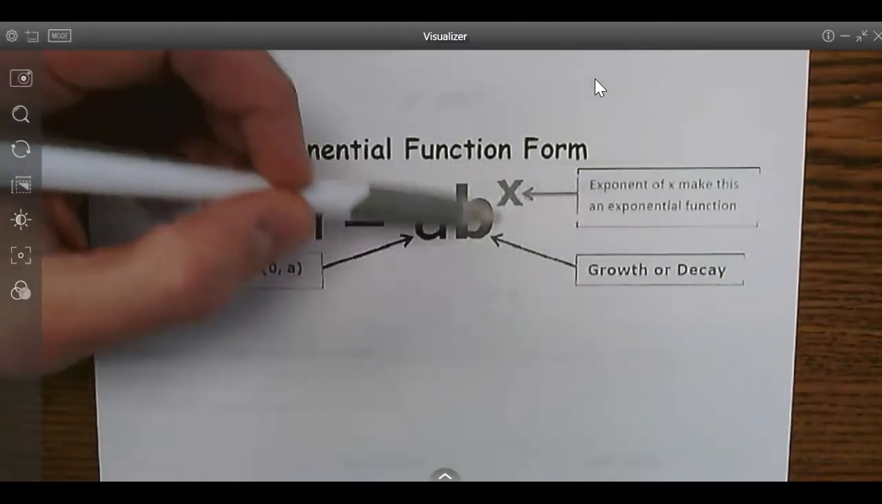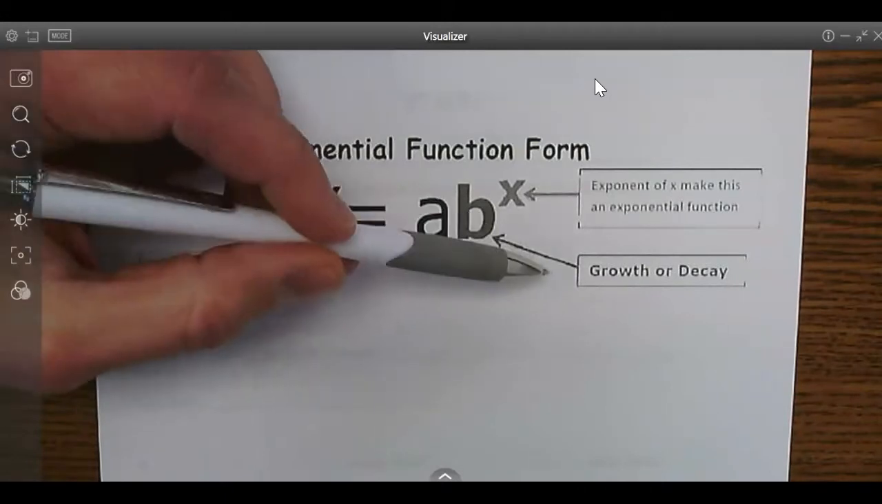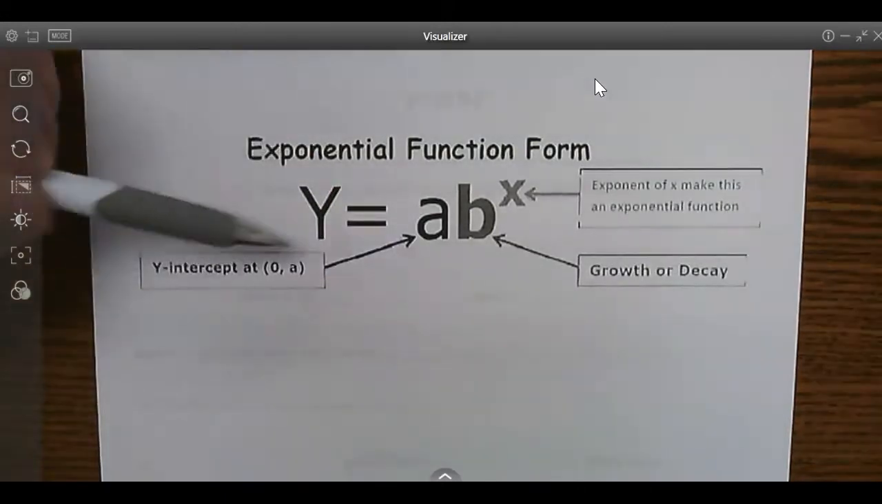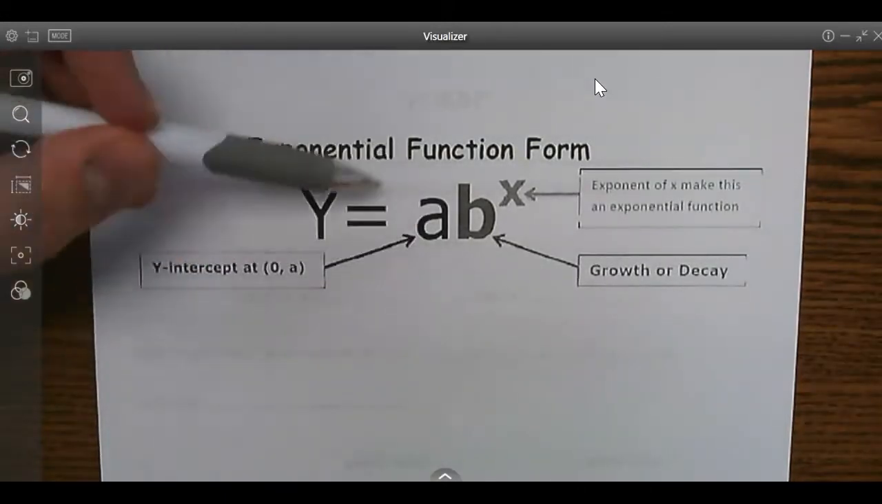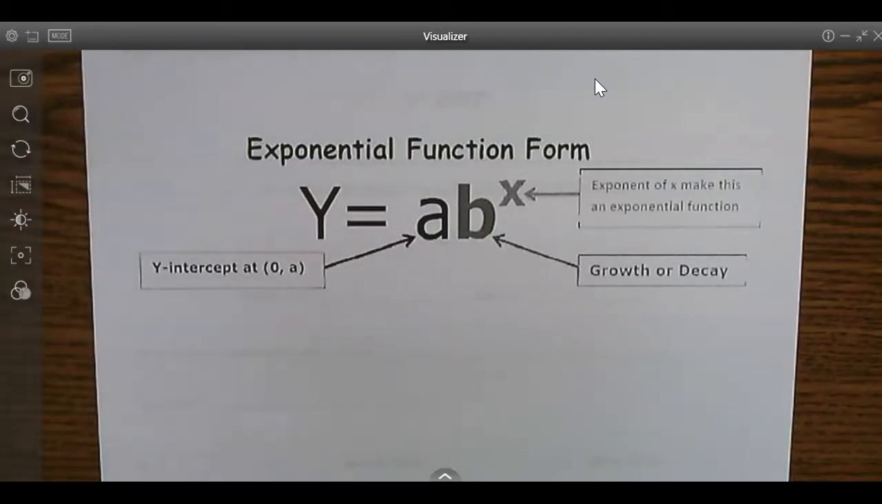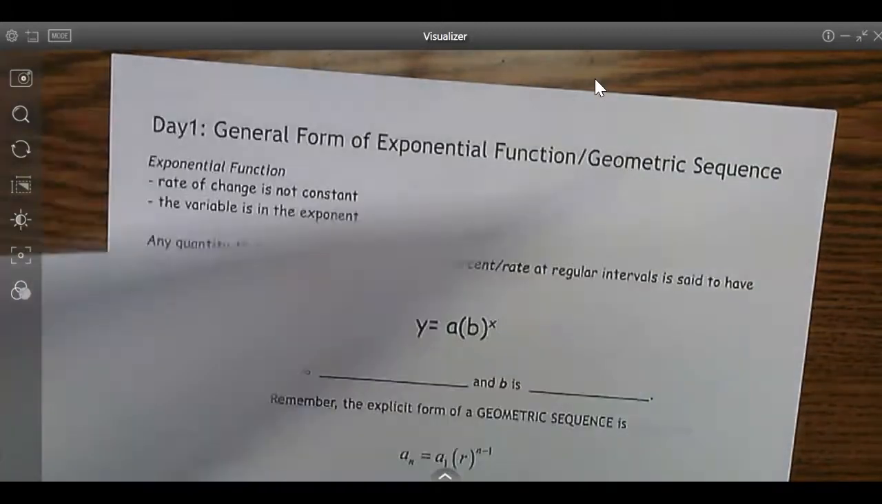B we refer to as the base. That's going to determine if you have growth or decay. And this a value is going to be your starting value or your y-intercept. So take a look at page 2.